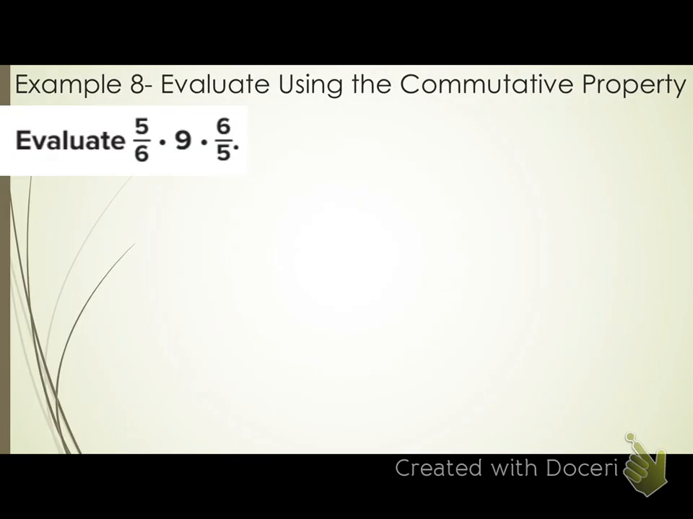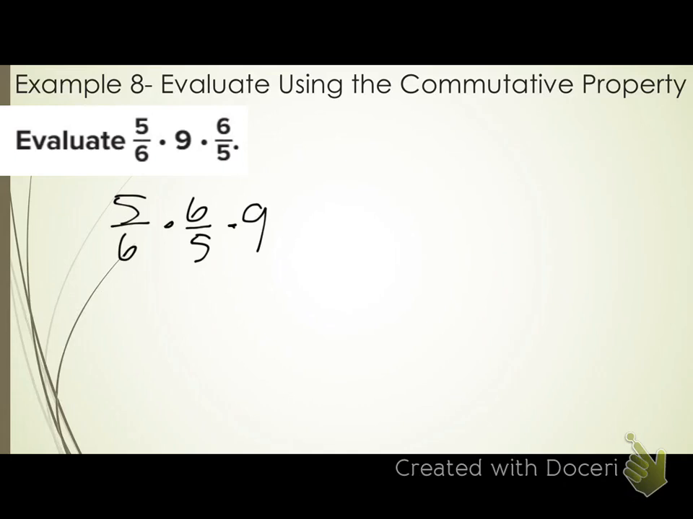I don't have to do 5 over 6 times 9. That's going to give me some nasty fraction. Whereas we know that 5 over 6 and 6 over 5 are what of each other? They're the multiplicative inverses, or what was that R word we used? Reciprocals, right? What happens when I multiply a number by its reciprocal? Not 0. 1, right? Anytime I multiply a number by its reciprocal, by its multiplicative inverse, I get 1.